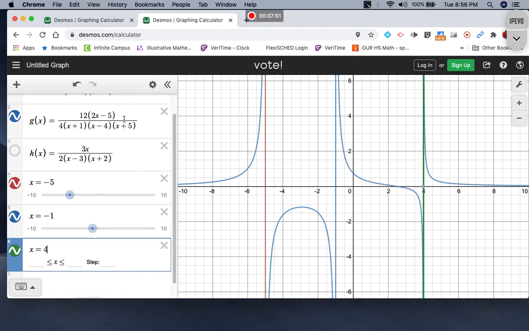Well, if x equals negative 5, this is 0, and my denominator is 0. I can't divide by 0, so x can't equal negative 5. At negative 1, this x plus 1 equals 0. At 4, x minus 4 equals 0. So where my denominator equals 0, that's where I'm having these glitches, because my denominator can't equal 0.